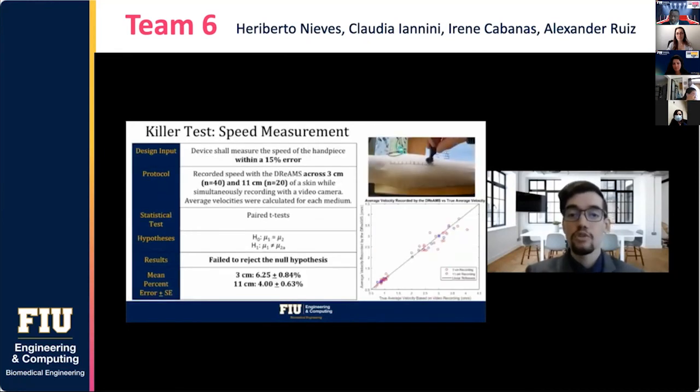The killer test for the DREAMS was the accuracy portion of the speed measurement test. Average velocities of the DREAMS recorded over 3 centimeter and 11 centimeter distances were compared against measurements from video recordings. A paired t-test was performed for both distances. There was no significant difference between the DREAMS measurements and the video camera measurements. Thus, we failed to reject the null hypothesis, indicating we passed the test. Average percent errors across both distances were less than 7%.